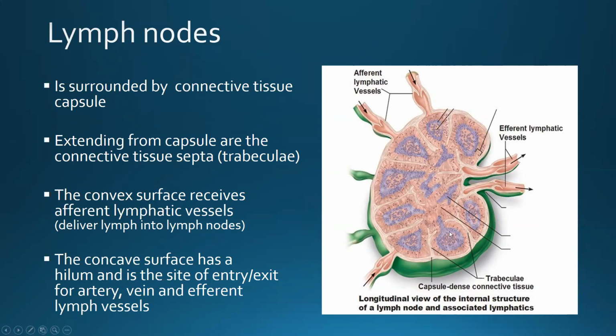This is the convex surface, which receives the afferent lymphatic vessels. This means lymph from the lymphatic vessels enters the lymph node at this convex surface. Everything enters here. And the concave surface, you can say this is the hilum. It has a hilum and it's the site for exit of the lymph, but it is the entry for the artery.